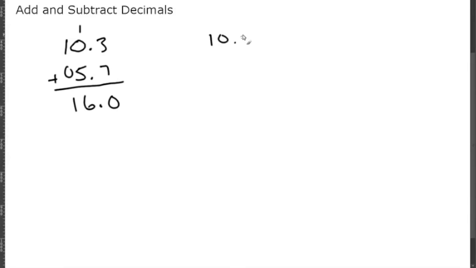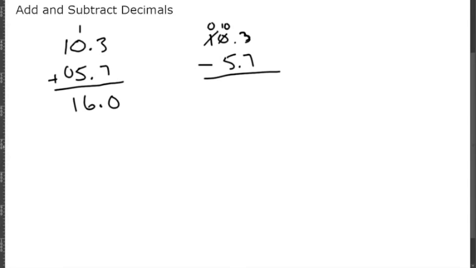Let's do 10.3 minus 5.7. We cannot take 7 away from 3, so we're going to have to borrow from the next column. However, there is nothing in this next column. So we're going to take away from this side. So this is going to become 0 now. And this 0 now becomes a 10.